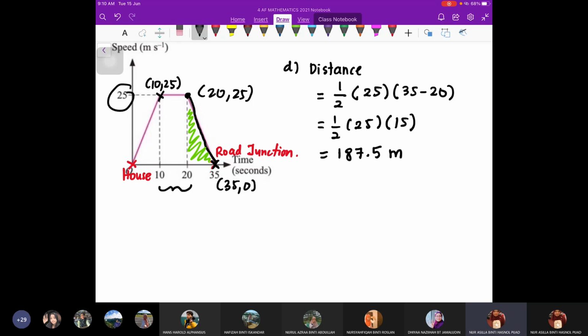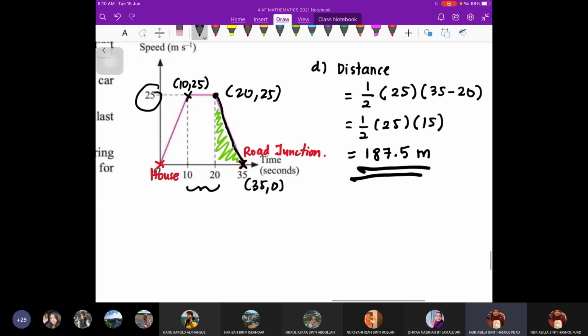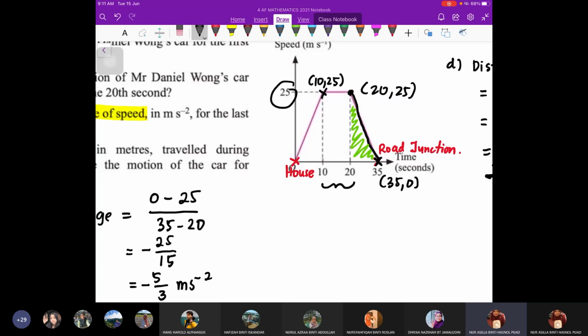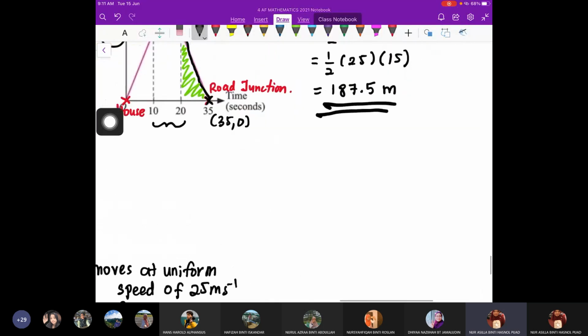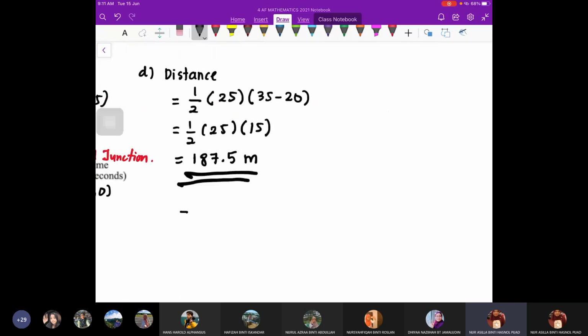Okay. So describe the motion. Once again, the car, you can use this word, the thing you have already found. The car decelerates. And then use it here, what is the deceleration? 5 over 3. Okay. Mr. Daniel, write this. Mr. Daniel decelerates at 5/3 meter per second per second.